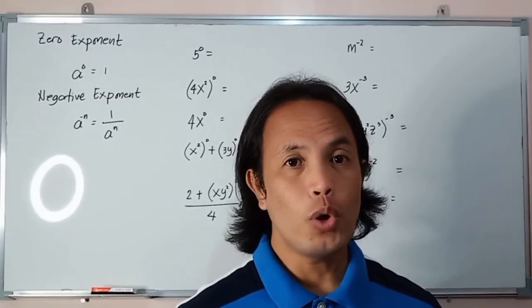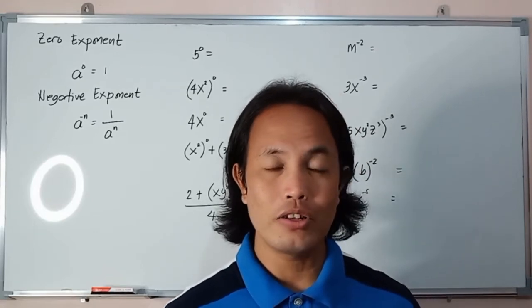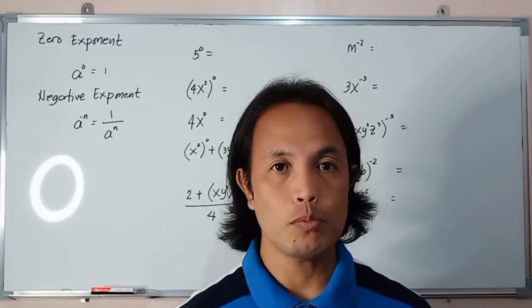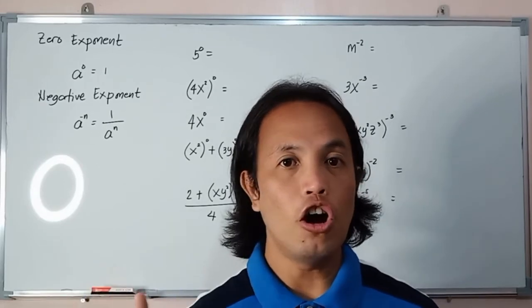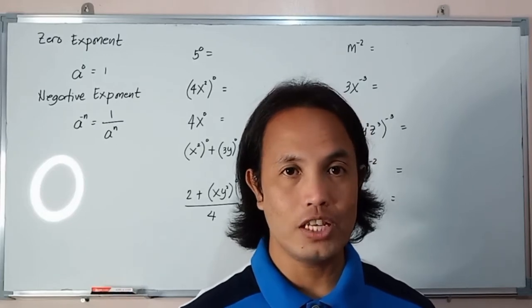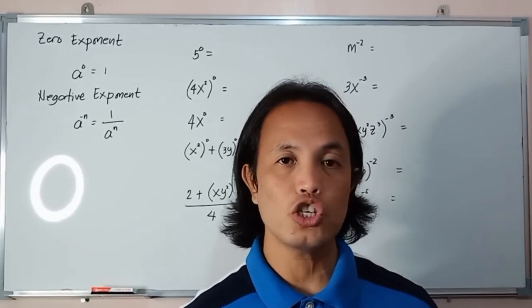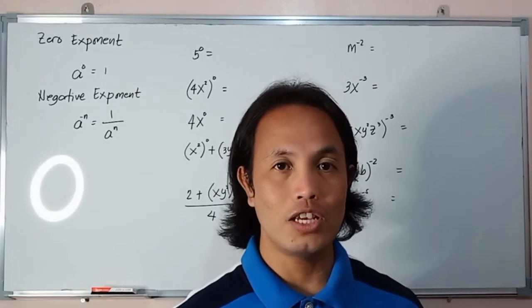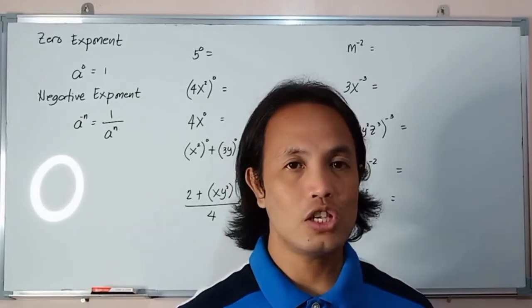So in this video, we will continue with our discussion about the laws of exponents. This time, we will have the law on zero exponents and the law on negative exponents. So how do we simplify expressions containing a zero exponent or a negative exponent? We will follow this law.